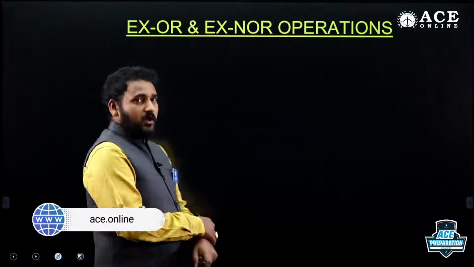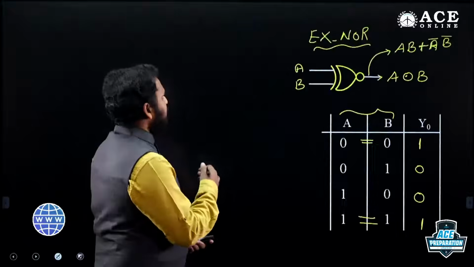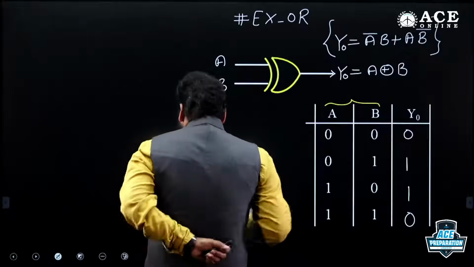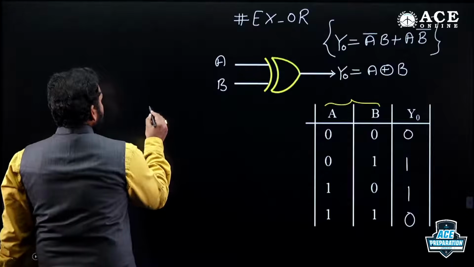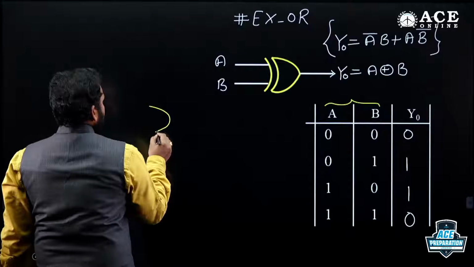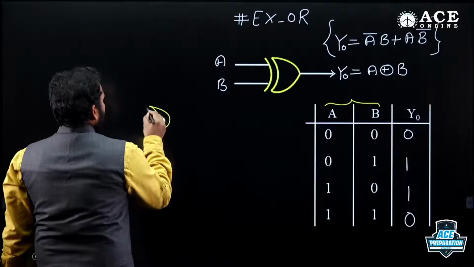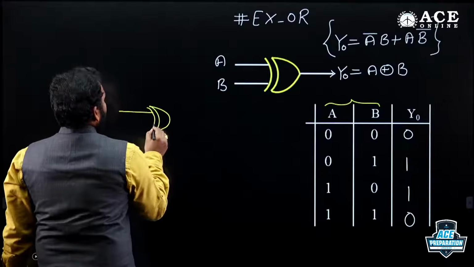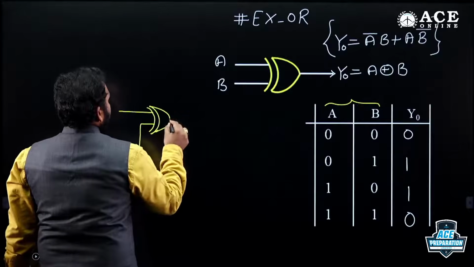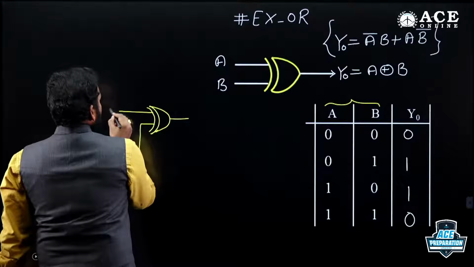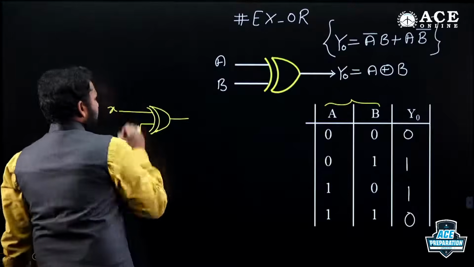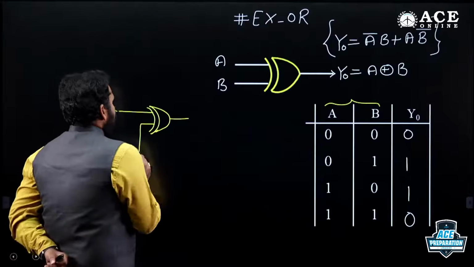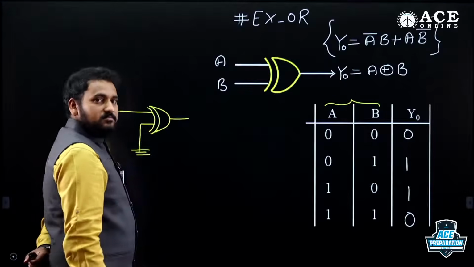Some of the operations of XOR and XNOR we can use. Just observe the truth table, my dear friends. Let me take this XOR gate. Just observation, no need to memorize anything. Try to use less memory but more logic. Let us say one input is X. One input of the XOR gate is permanently connected to ground.